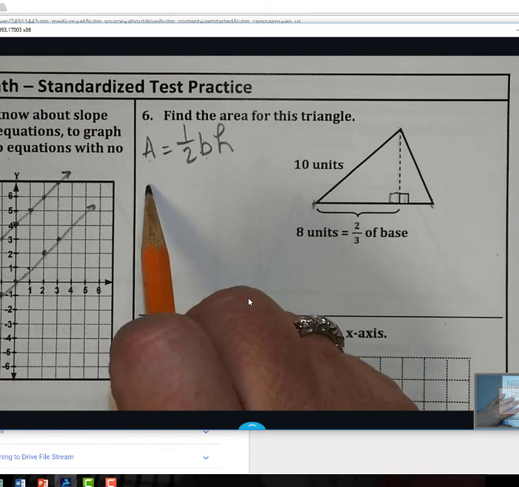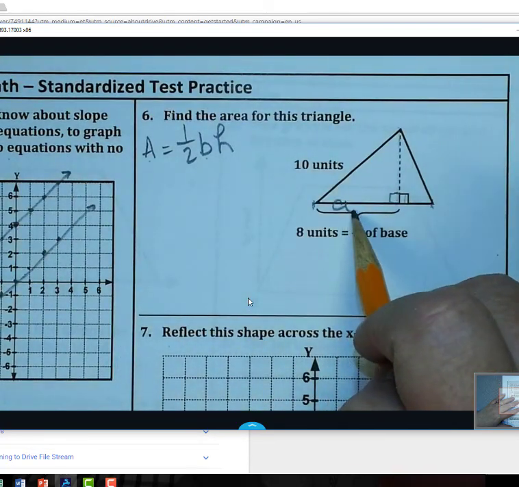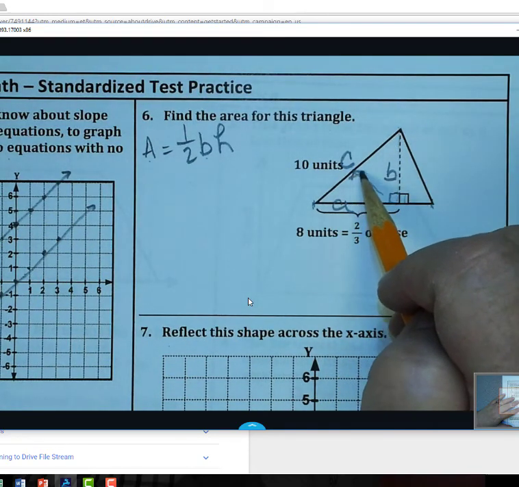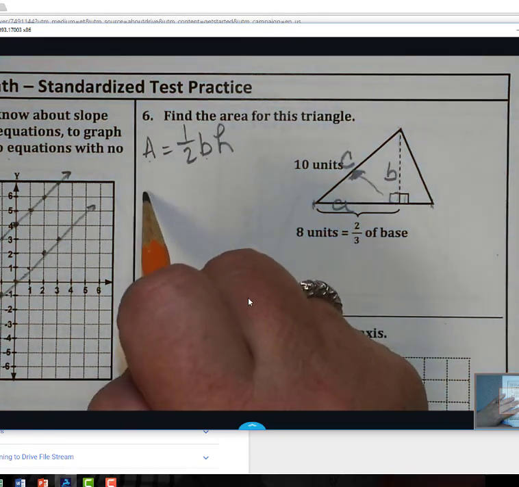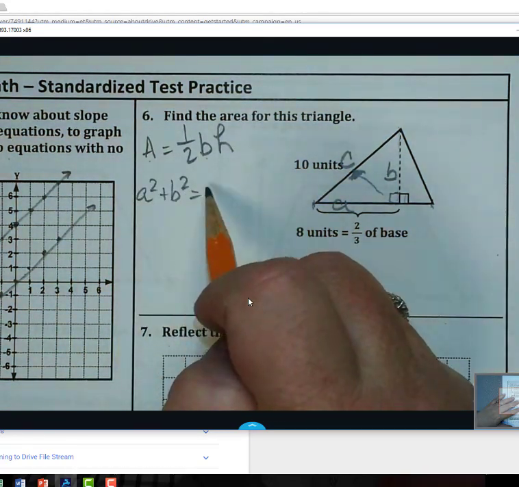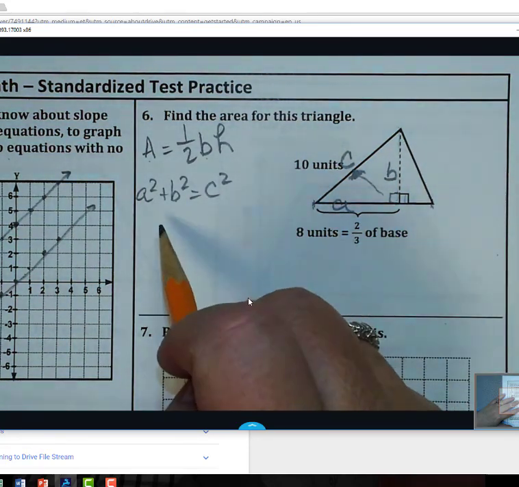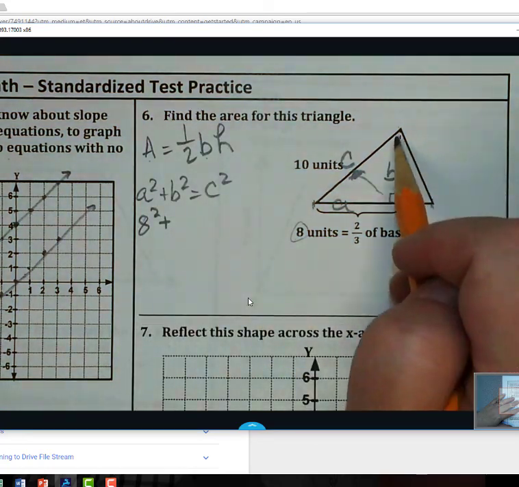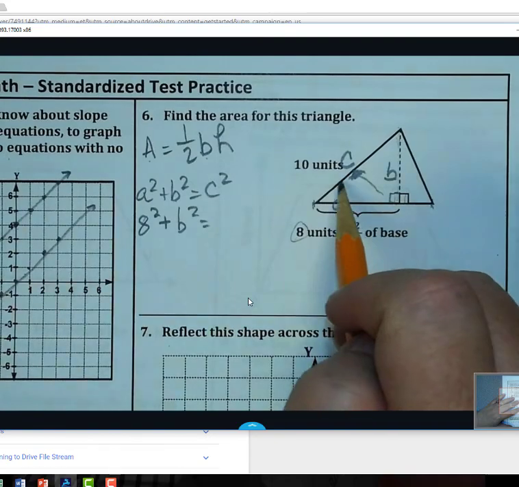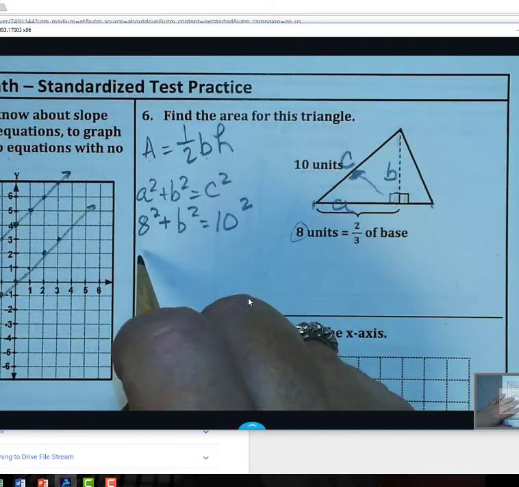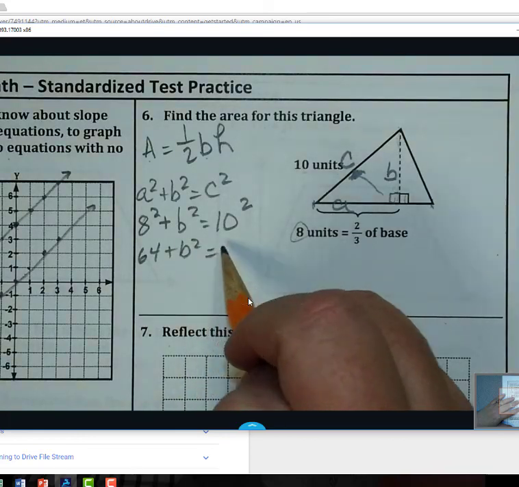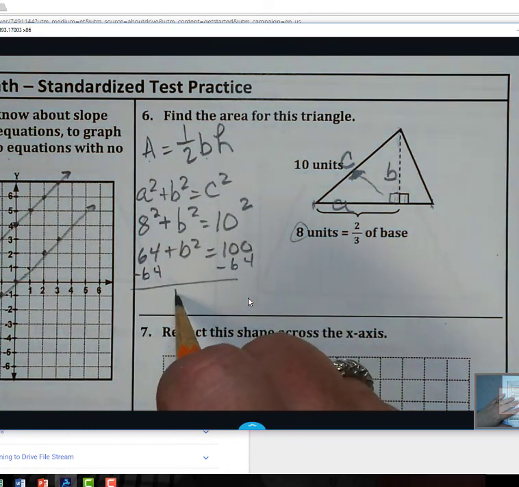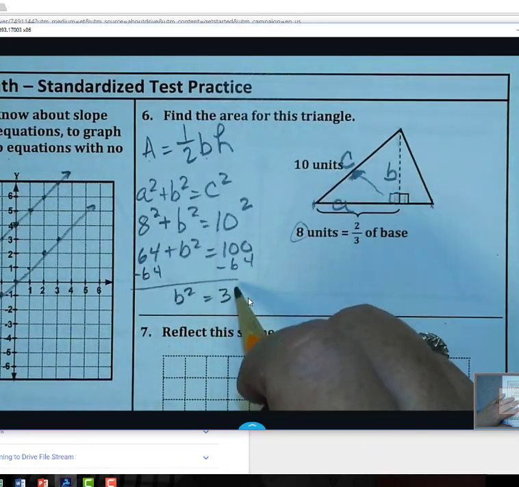Okay, so the Pythagorean theorem, I'm going to make this side A and this side B and this side C. C is always the side opposite the right angle. That's the hypotenuse. So if I have A squared plus B squared equals C squared, then I'm going to have A squared is going to be 8 squared plus B squared equals C squared. So I'm going to have 64 plus b squared equals 100. I'm going to subtract the 64 from both sides. I'm going to get b squared equals 36.